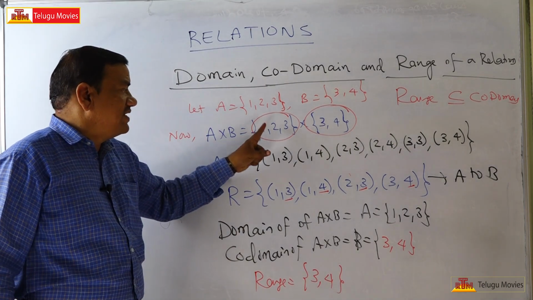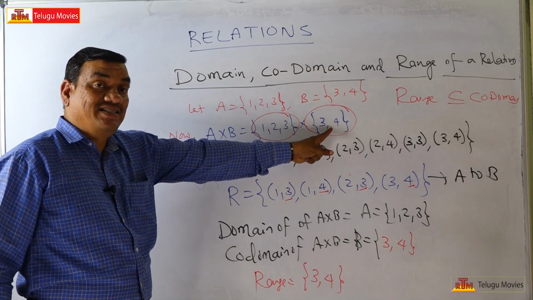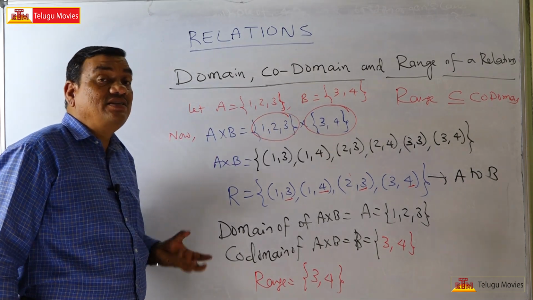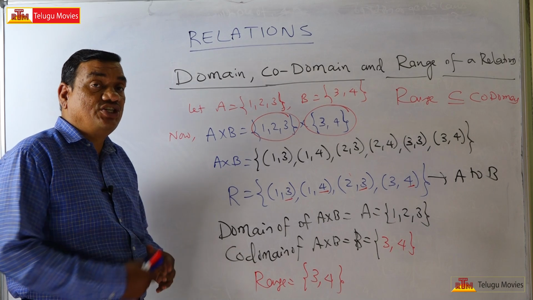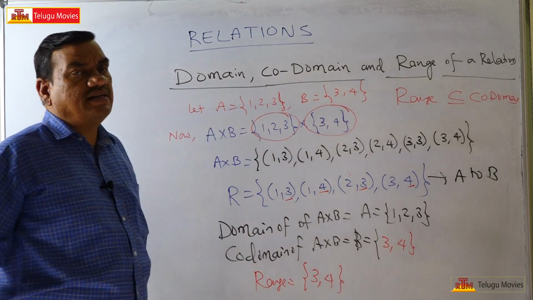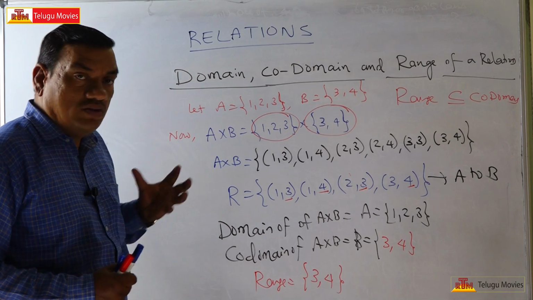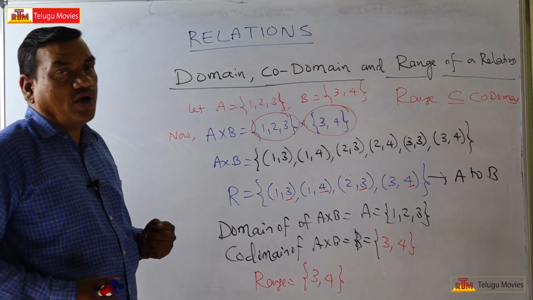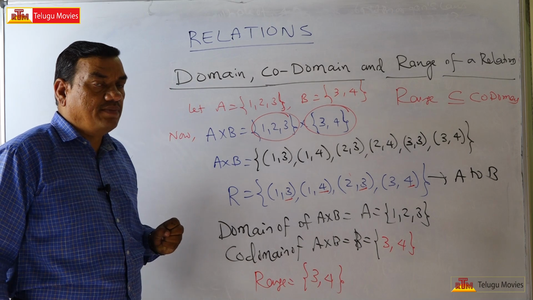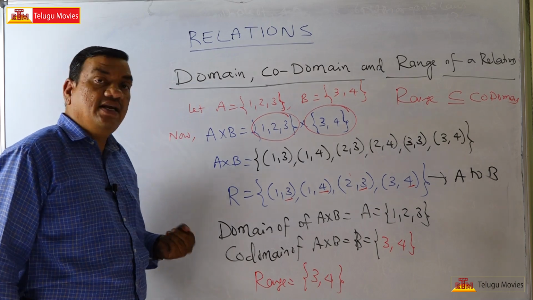So domain means the first set, codomain means the second set, and range means, after writing a relation, taking all the second elements from it. That is the range of the elements. I hope that you understand this concept. So let us see the next concept.